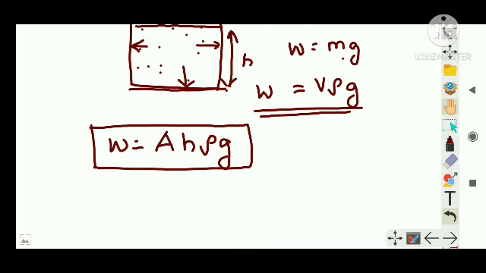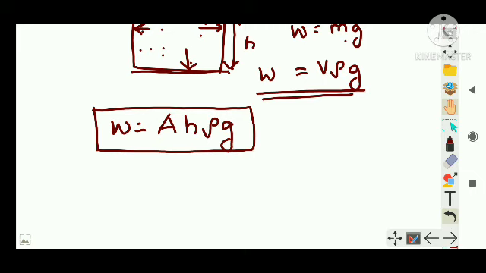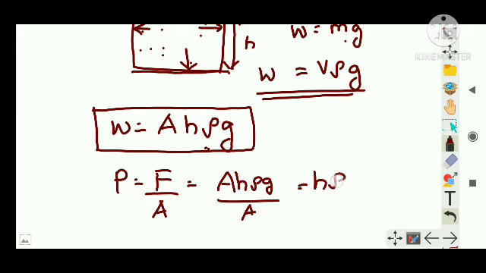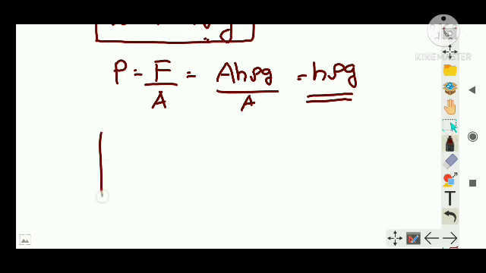If someone asks you what is the pressure exerted by the liquid on the bottom of a container, then pressure is equal to what? Force per unit area, right? The force is the weight, that is A h rho g, divided by A, so I can just write it as h rho g. It is a very general equation: there is a liquid inside a container, and the pressure exerted by the liquid at the bottom is h rho g, right?